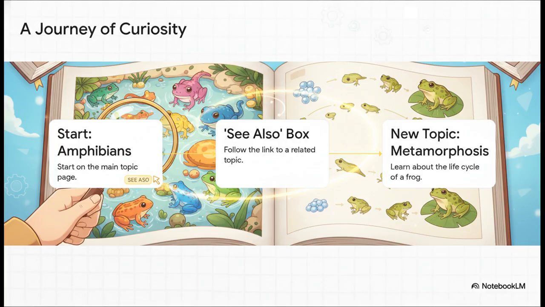And then you've got this, the See Also box. This is the real game changer. This is what turns the book from just a list of topics into a true web of knowledge. So let's try it out. You're on the amphibians page, right? Your eye catches that box, and it points you to metamorphosis. You flip over there, and bam, suddenly you're looking at this incredible illustration of a frog's life cycle. You just followed the breadcrumbs of your own curiosity.